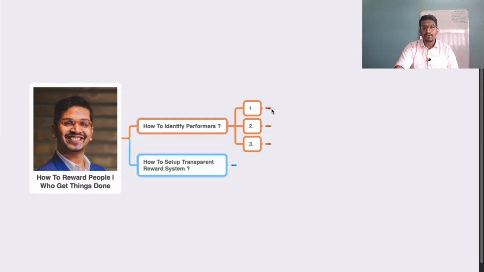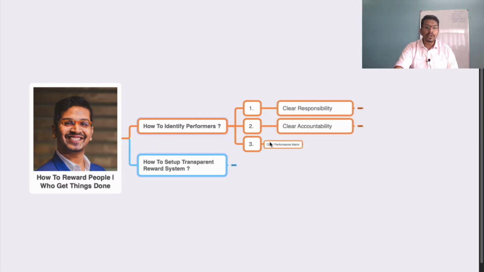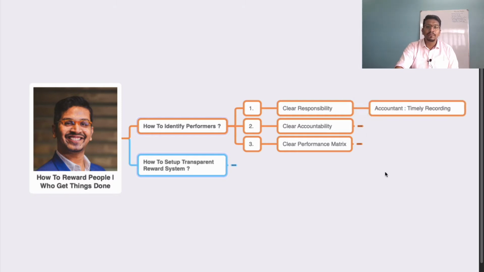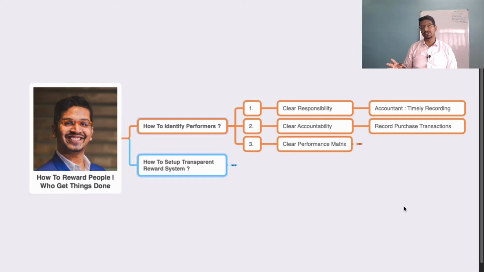For identifying a performing member in your team, you need to clearly define the responsibility, the accountability and the performance matrix on the basis of which they'll be judged. Let me give you an illustration. In my organization, for the accountant job role, one of the key responsibilities of an accountant is timely recording of transactions. And they need a clear accountability system where they need to timely record all the purchase transactions. This is just one illustrative example.